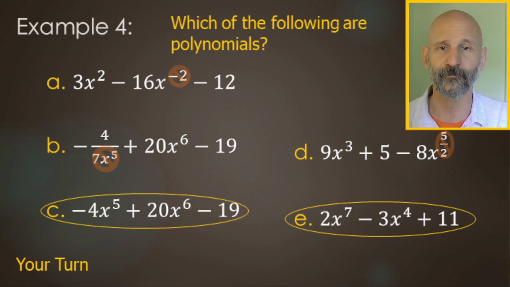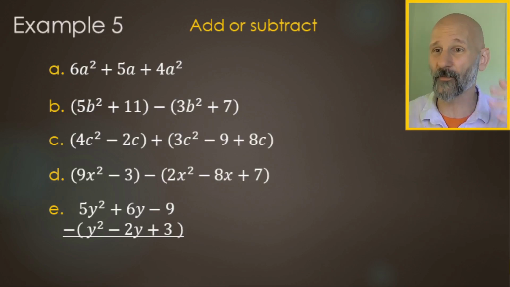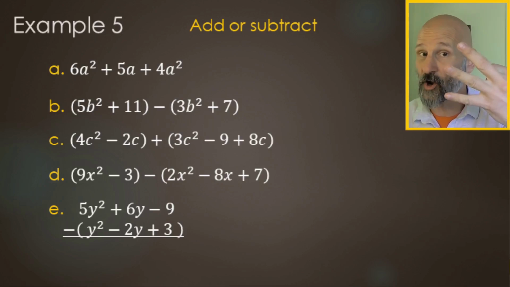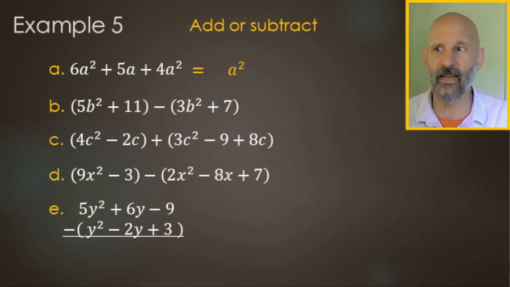So now we're going to switch gears and do adding and or subtracting polynomials. With these ones, it's not super complicated. In your brain, just think add like terms. So for letter A here, we have 6a squared plus 5a plus 4a squared. It's 3 monomials that we're adding up, but again, just think add like terms. Generally speaking, I start with the highest exponent first. So let's look at the a squareds. How many a squareds do we have? Well, here we have 6a squareds and another 4a squareds that we're adding up.